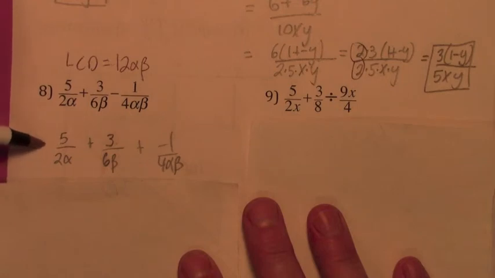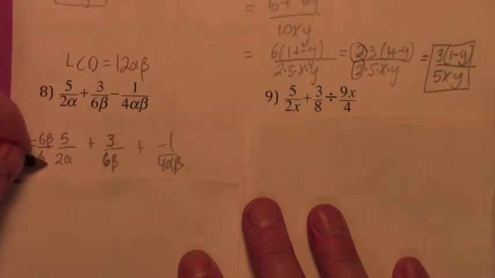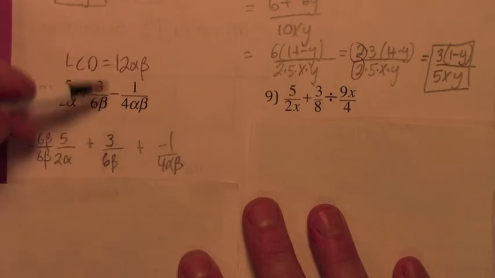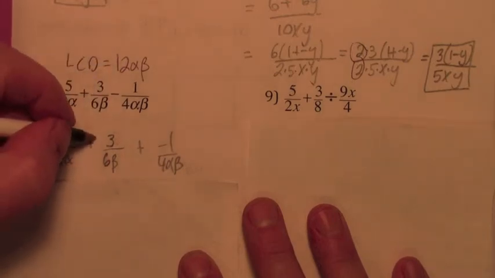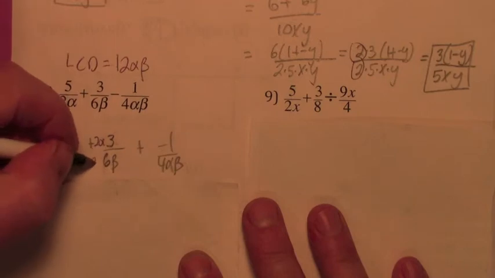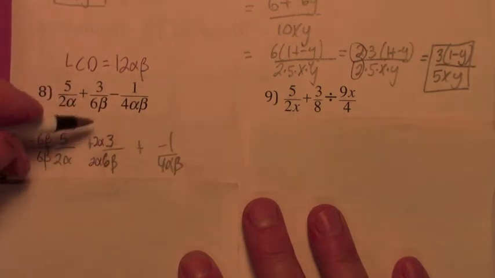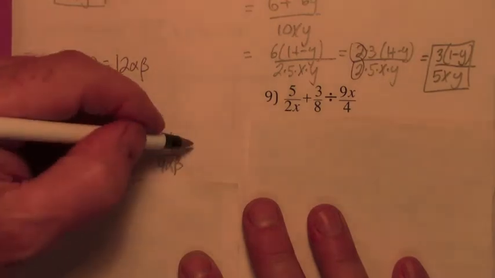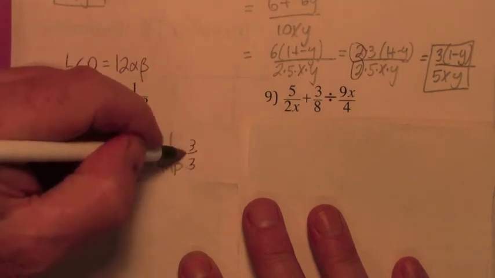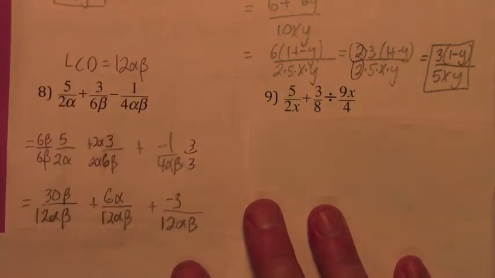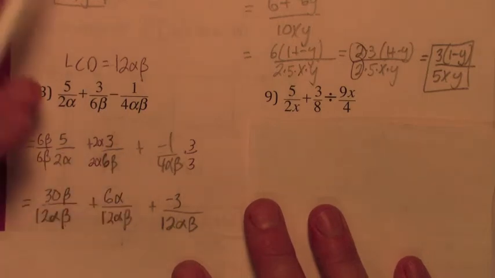So what do you have to multiply the first one on top and bottom by? I'm going to say 6 beta. What do you have to multiply the second one on top and bottom by to get this? I'm going to say 2 alpha. The last one, I'm going to have to multiply top and bottom by 3, right? So what you end up with is 30 beta over 12 alpha beta, plus 6 alpha over 12 alpha beta, plus negative 3 over 12 alpha beta.